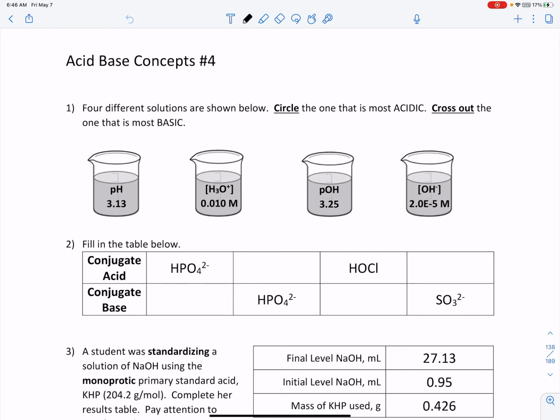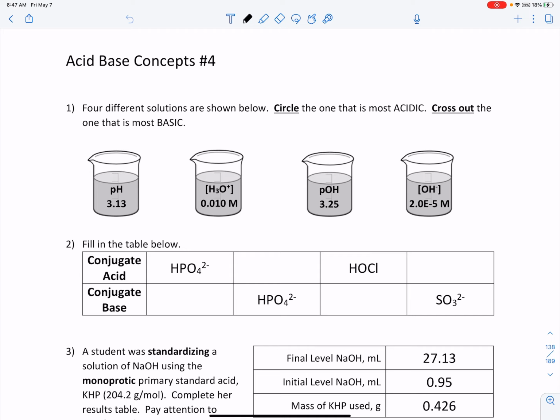So we're looking at the fourth worksheet for acids and bases in grade 12 chemistry, acid-base concepts number 4. Have this in front of you if you haven't done it, and pause the video as necessary to try the questions yourself, okay? Don't just watch and don't just copy what I'm doing. It's better for your understanding if you do it yourself.